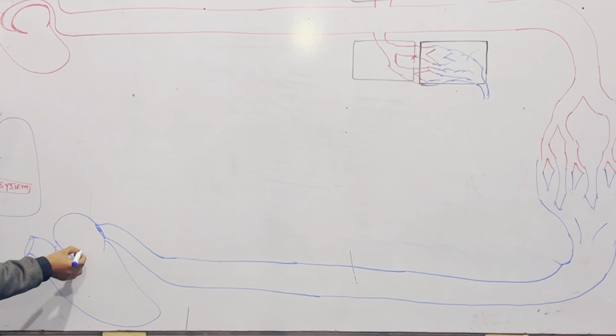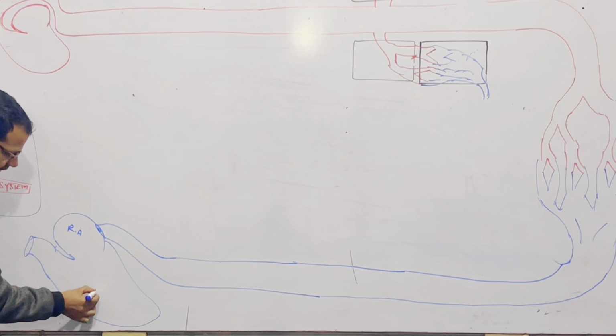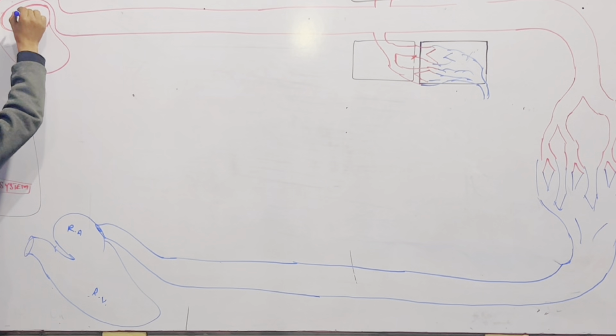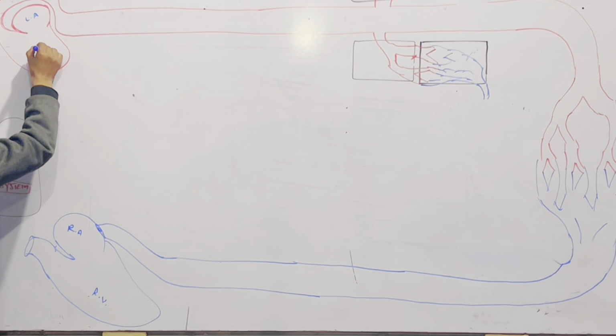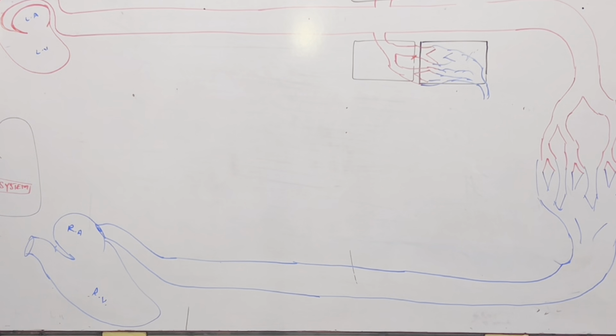Right atrium. This is right atrium. This is right ventricle. This is left atrium, and this is left ventricle. From left ventricle, the oxygenated blood is going out, and to the right atrium the deoxygenated blood is coming. There is a difference. From right ventricle, it will go to the lungs, but we will talk about that later.